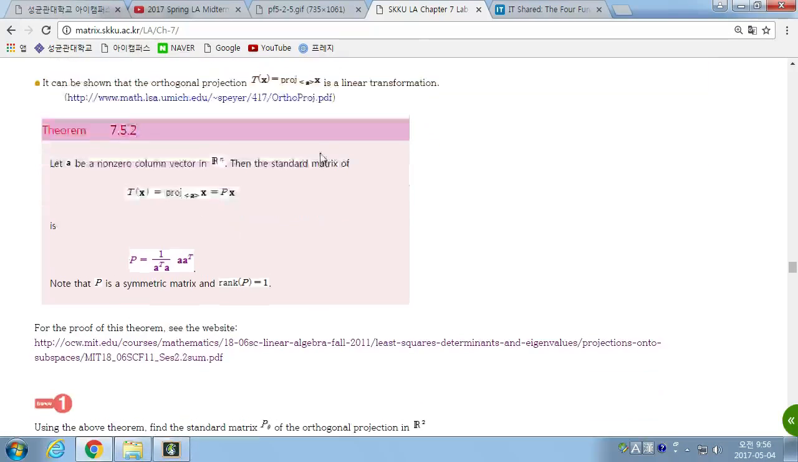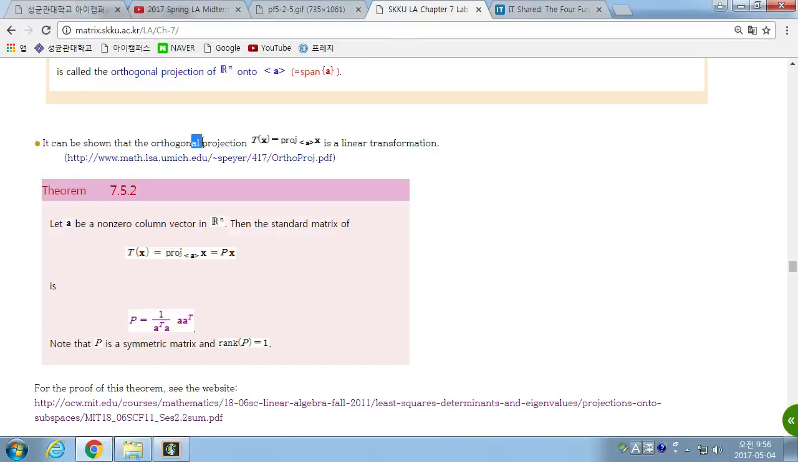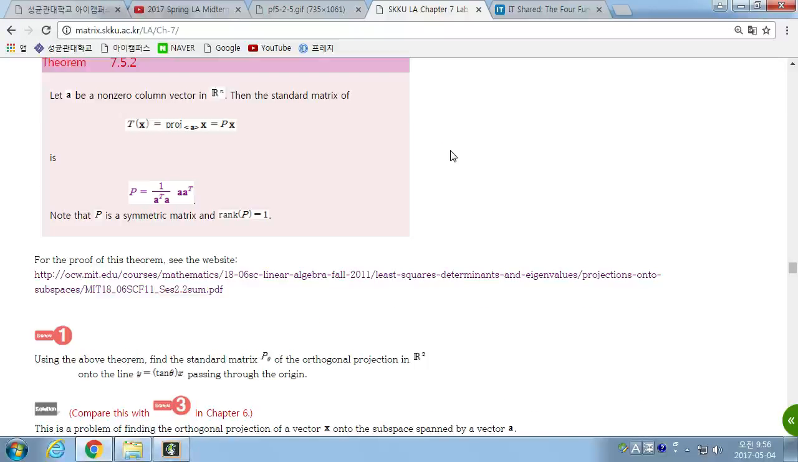Here it can be shown the orthogonal projection. And you have already seen the orthogonal projection is a linear transformation. You have seen it. You just found the matrix form. Since it is a matrix transformation, it is a linear transformation, as you saw on the midterm.